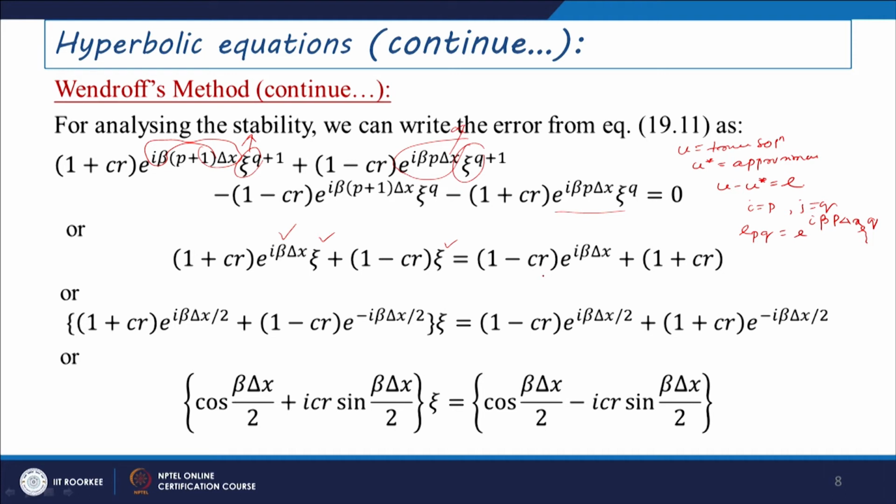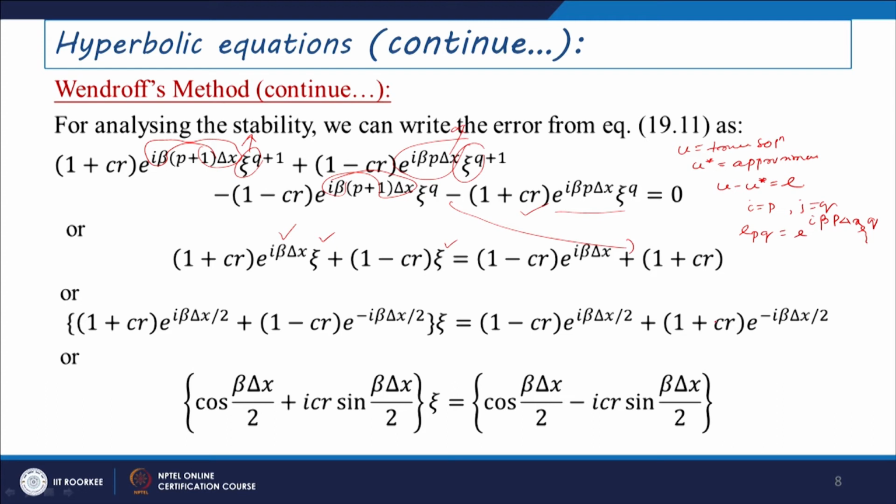So, 1 minus CR. If it is taken to the right hand side, 1 minus CR e to the power I beta delta x term. Here also the same thing, we will have only 1 plus CR left there. So, that is why it has been taken to the right hand side, and the sign is changed to plus here. And if you go for further modification of this equation, we will have 1 plus CR e to the power I beta delta x by 2 plus 1 minus CR e to the power I beta delta x by 2 into zeta. This equals 1 minus CR e to the power I beta delta x by 2 plus 1 plus CR e to the power minus I beta delta x by 2.